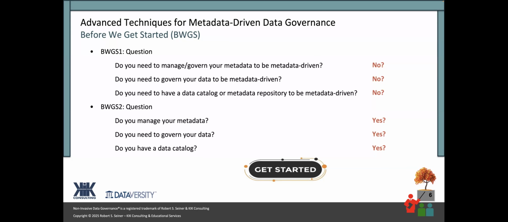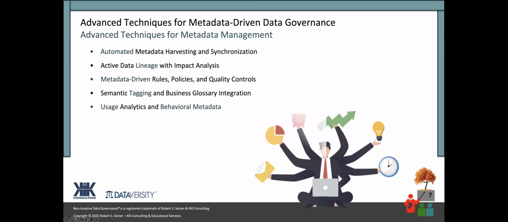And so I think this is the direction that many organizations are going. They want to do a better job managing their metadata. They want to do a better job governing their data. And they understand that a data catalog is going to be an important instrument for their success, somewhere to put their metadata, somewhere to give people access to the metadata.